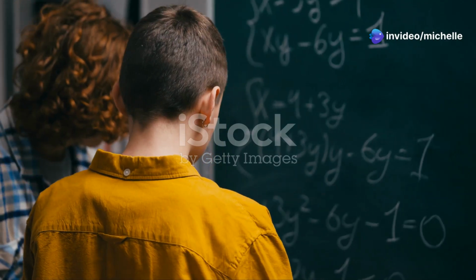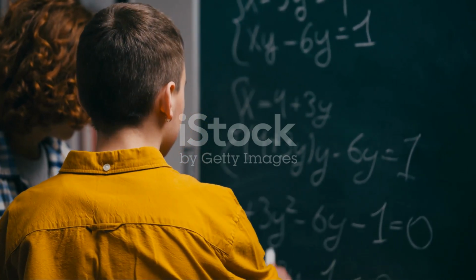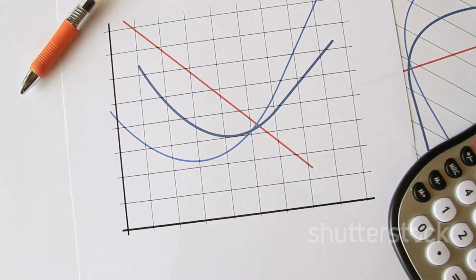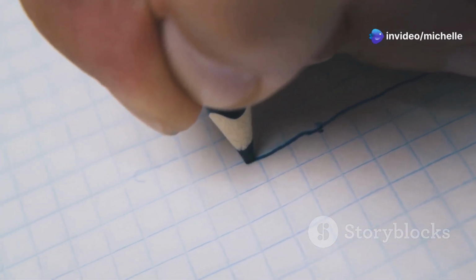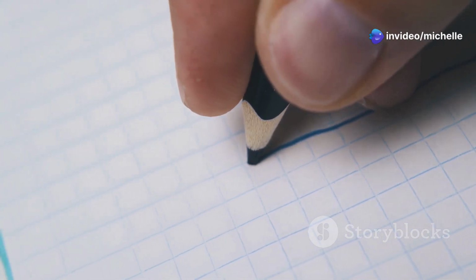Let's start with linear relationships. These are the simpler of the two, and are often easier to identify. Think of a straight line. It's simple, direct, and consistent. That's what a linear equation looks like when you graph it. No matter where you look on the line, the rate of change remains the same.